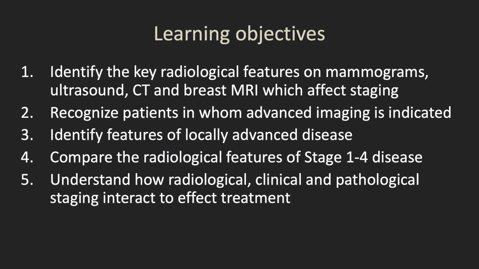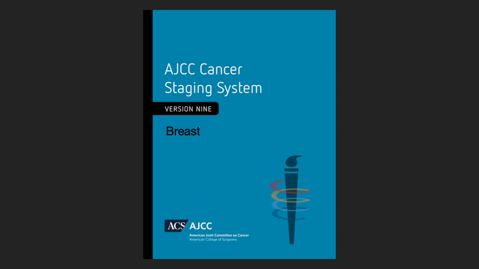Here are the learning objectives of this video: to be able to identify the key radiological features on mammograms, ultrasound, CT, and breast MR which affect staging, to recognize patients in whom advanced imaging is indicated, be able to identify features of locally advanced disease, to be able to compare the radiological features of stage 1 to 4 disease, and finally to understand how radiological, clinical, and pathological staging interact to affect treatment.